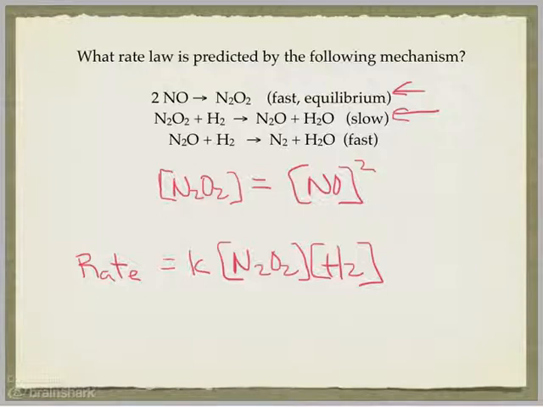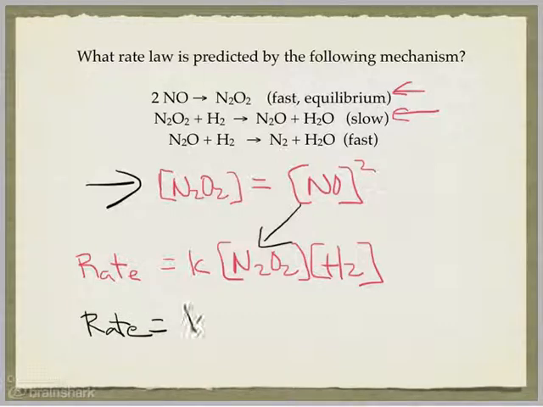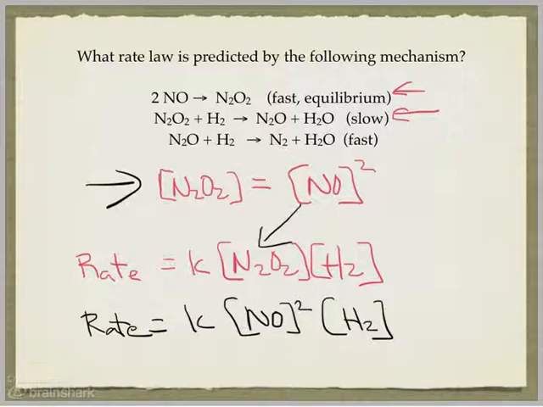If you look at this one right here, you'll notice that N2O2 equals NO squared. So what you can basically do is substitute that in for that particular value, so that your overall rate law is actually going to be rate equals k times NO squared H2. Again, basically all I did was take the N2O2 that was in this rate equation and substitute it with that value.